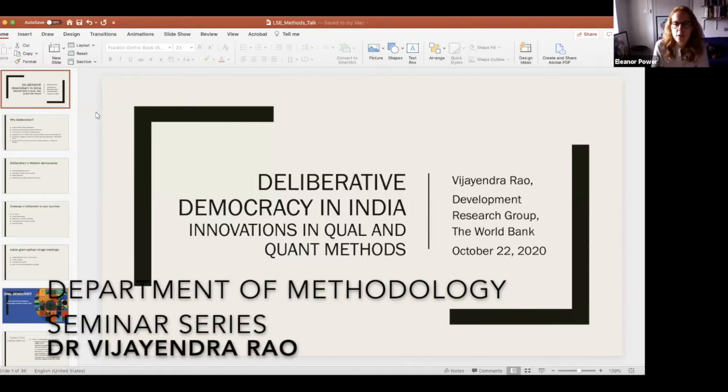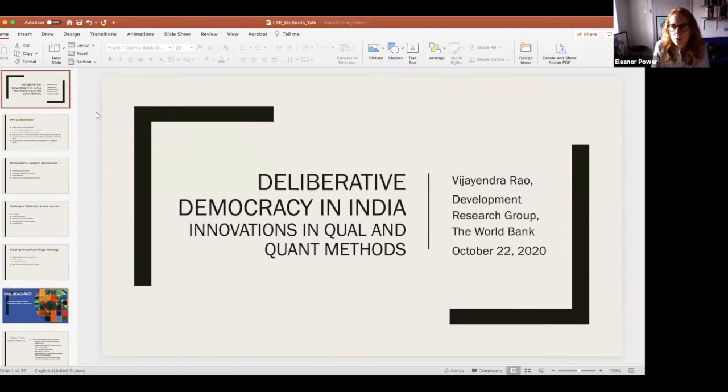We are very privileged to have with us Dr. Vijayendra Rao. He is a lead economist in the Development Economics Research Group at the World Bank, where he's been working, I think, since 1999, so for some time. And there he's also the head of the Social Observatory, which is an interdisciplinary team of researchers, which is aimed at, among other things, fostering rigorous and inclusive research. So Biju's work and that of the larger Social Observatory fits very neatly with what I would say is the sort of ethos of our department.